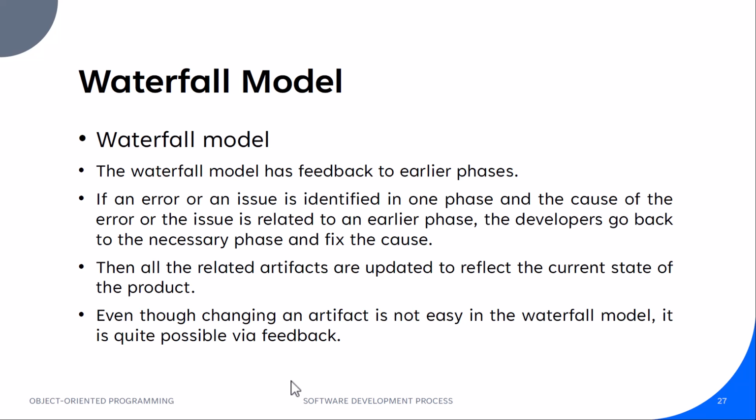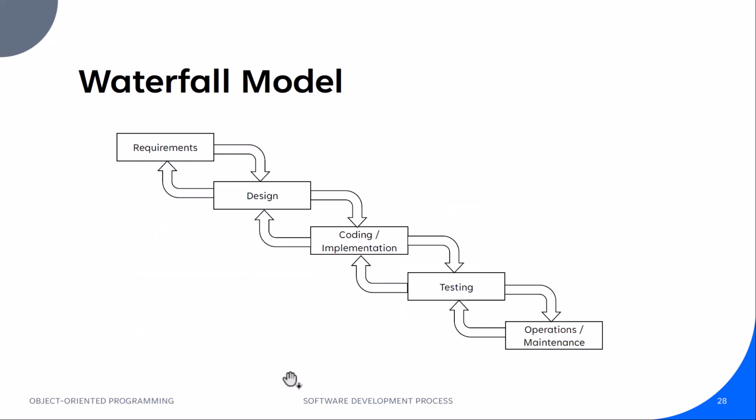So what could be these artifacts? These may be the requirements documents, the design documents, the test documents, the software code itself. Even though changing an artifact is not easy in the waterfall model due to the approval processes, because sometimes the approval process may take some time, it's possible via the feedback loops.